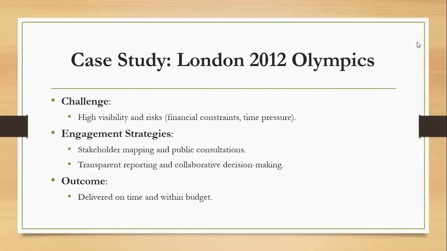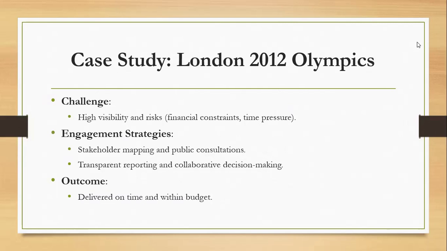Now, let's look at another example of successful stakeholder engagement, the London 2012 Olympics. This project was incredibly complex, with many risks involved. There were tight deadlines, high cost, and huge public expectations. Stakeholders included the UK government sponsors, contractors, local communities, and international organizations. Managing all these groups was a big challenge.